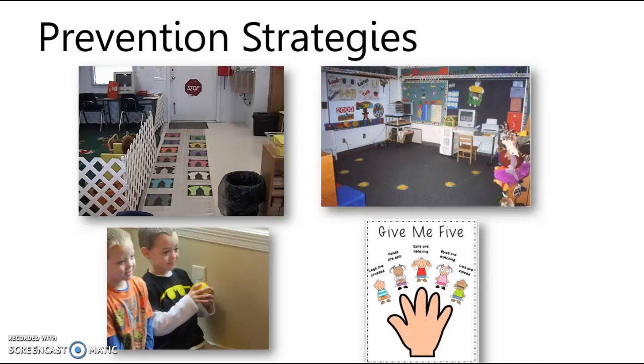And then lastly, you see over here a give me 5. So this might be just a quick visual. If you see a child struggling at circle, once they have learned what those 5 things mean, you can just hold your hand up to give that visual to a child before they really struggle.